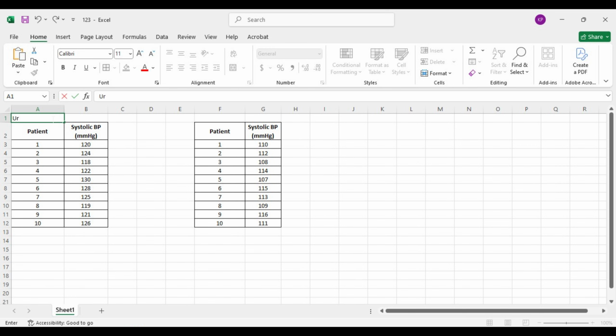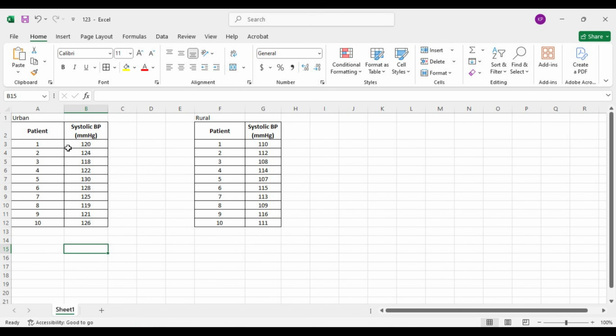Here we have an example of two datasets. One dataset is urban and the second is rural. There are 10 patients in the urban area and 10 patients in the rural area, showing the systolic blood pressure. Let's calculate the coefficient of variance of both groups.